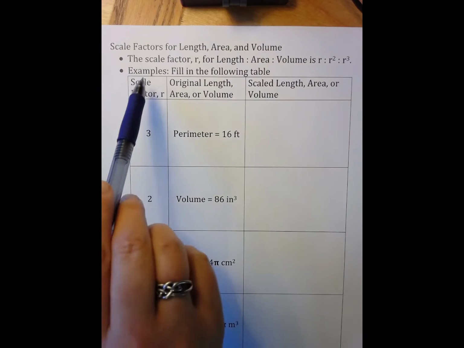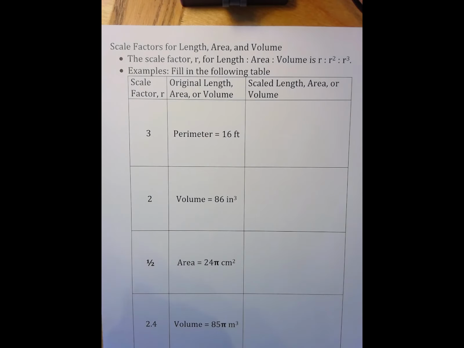In the most left-hand column, we're looking at the scale factor, the r. In the middle column, we're looking at some originals, so original perimeter or area or volume. And then in the last column, we're going to actually calculate the scaled length, area, or volume.